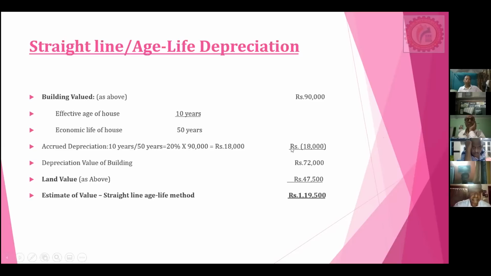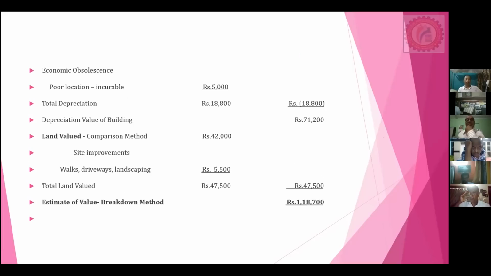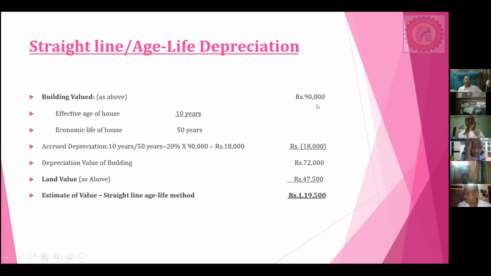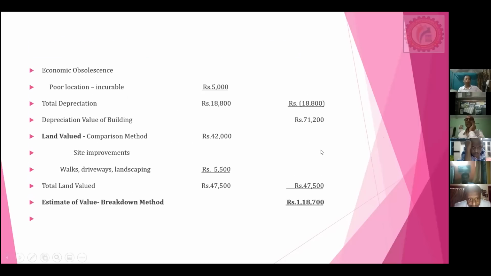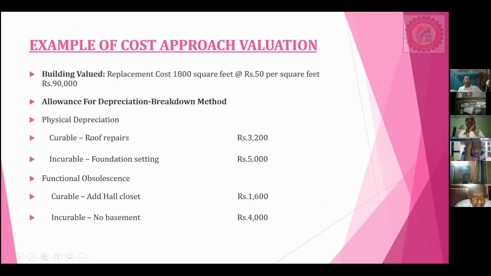Okay, so this is from the formula I have got. But from the market extraction or the breakdown method also, 18,800 will be the depreciation. Here also 18,000 will be the depreciation. This 18,800, I have classified into different components. See, I have allowed poor location 5,000, and incurable 3,200, incurable 5,000. See, I have allocated these values, and this allocation will be done by the valuer.